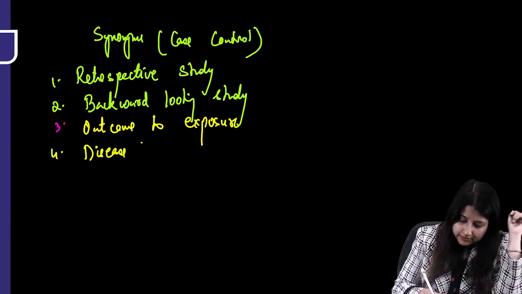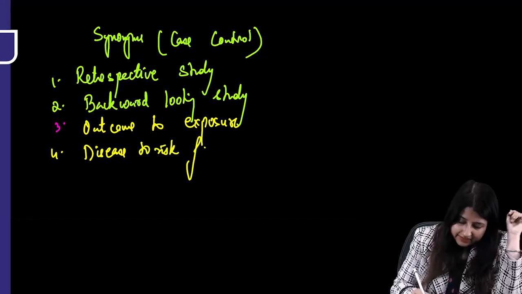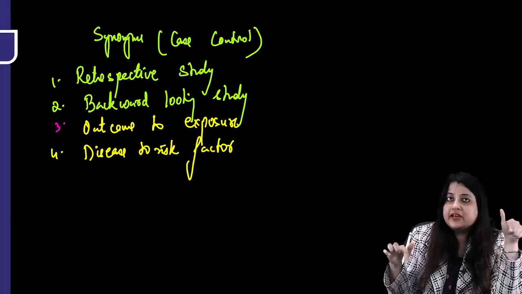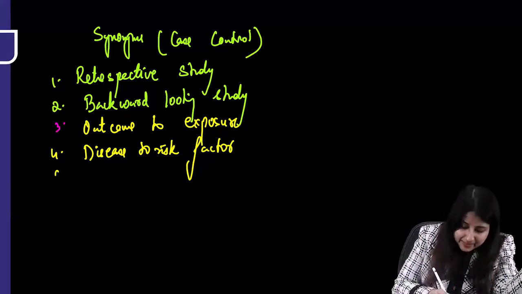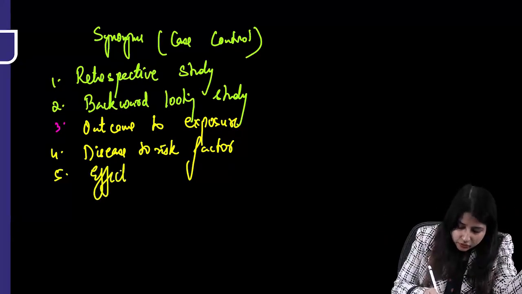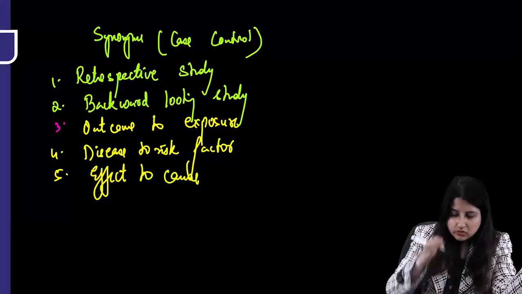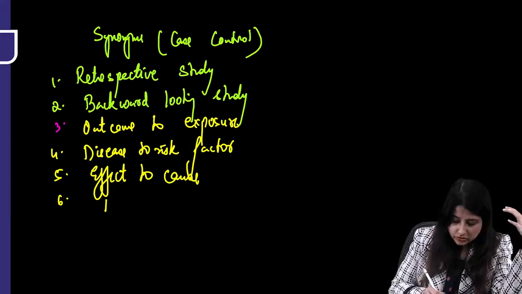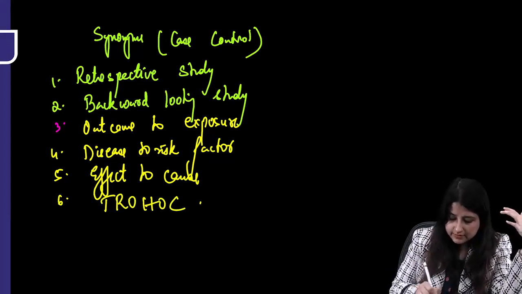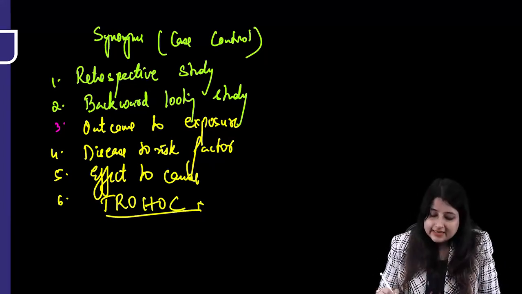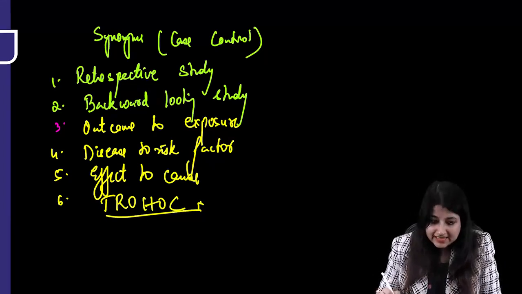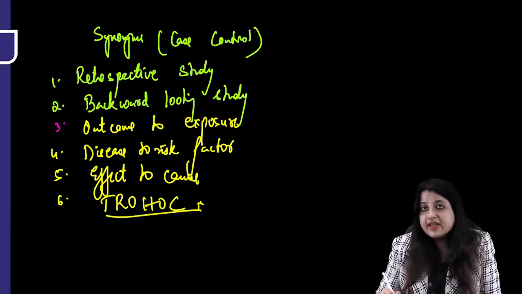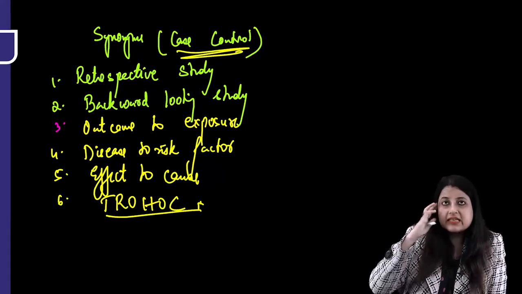Disease to risk factor. Now, is it cause to effect or effect to cause? Effect has already happened. So, it is effect to cause, right? Then, it is also the opposite of a cohort. So, TROHOC. Opposite of cohort. Clear? Alright, so if you see the buzzwords like backward looking study, effect to cause, we are referring to it as case control. Okay, now what was the advantage of case control?